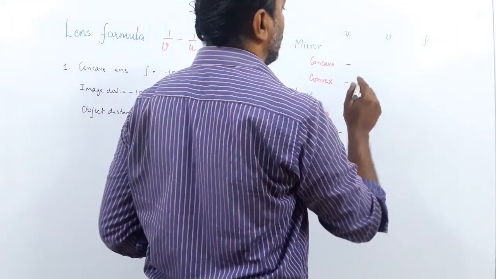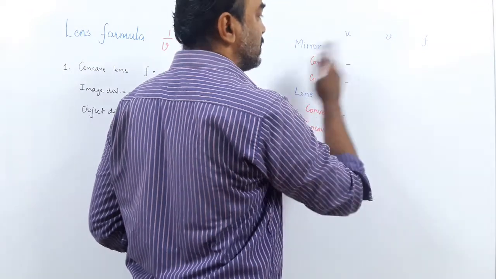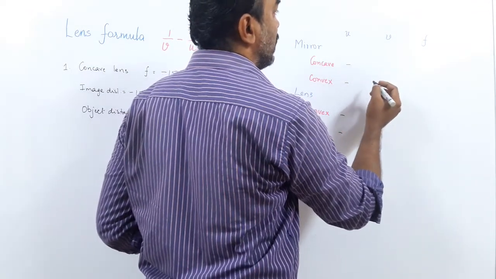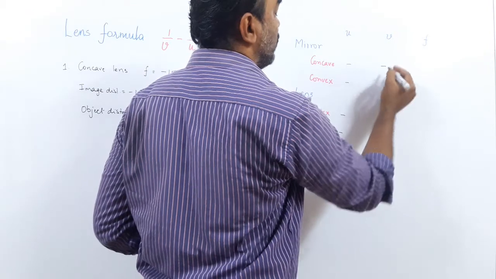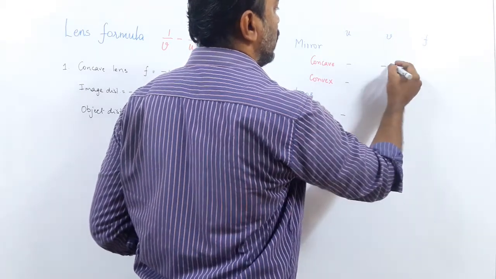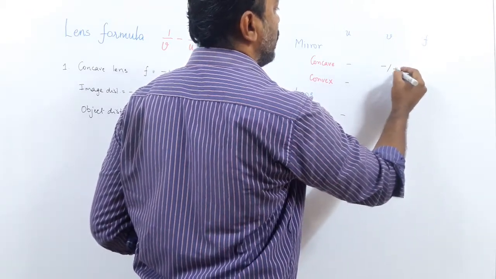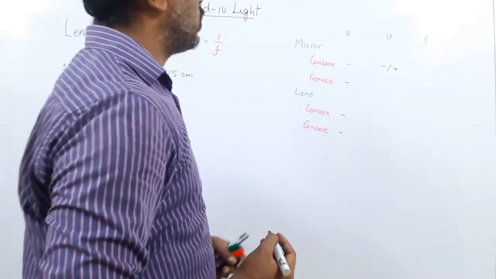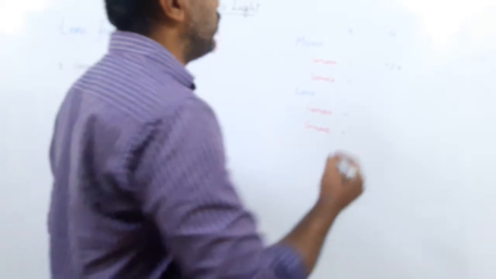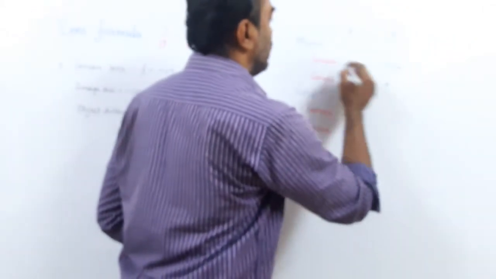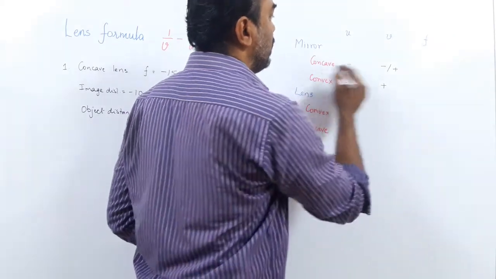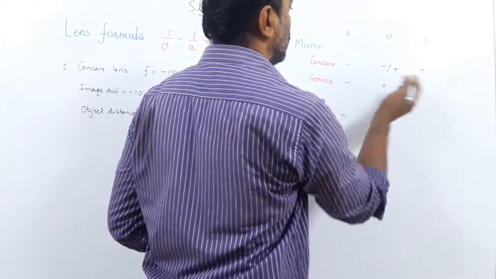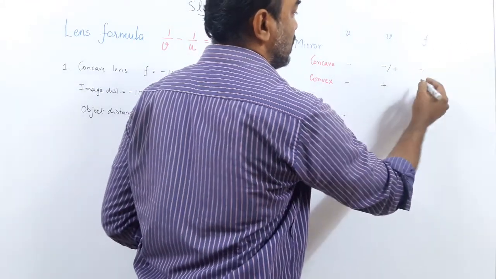In a concave mirror, when the image is real and inverted, the v will be negative. In one case when it is virtual and erect, the v will be positive. In the convex mirror, the v will always be positive. And the f in the concave mirror is negative because it is on the left side. In the convex mirror, the f is positive.